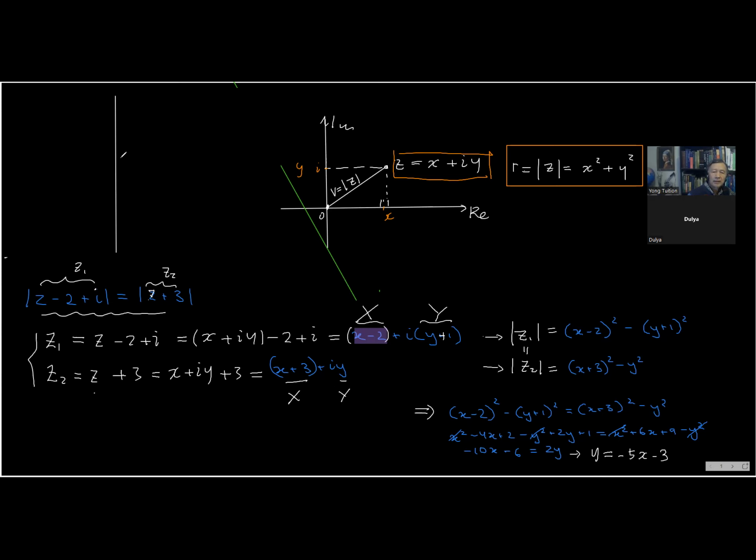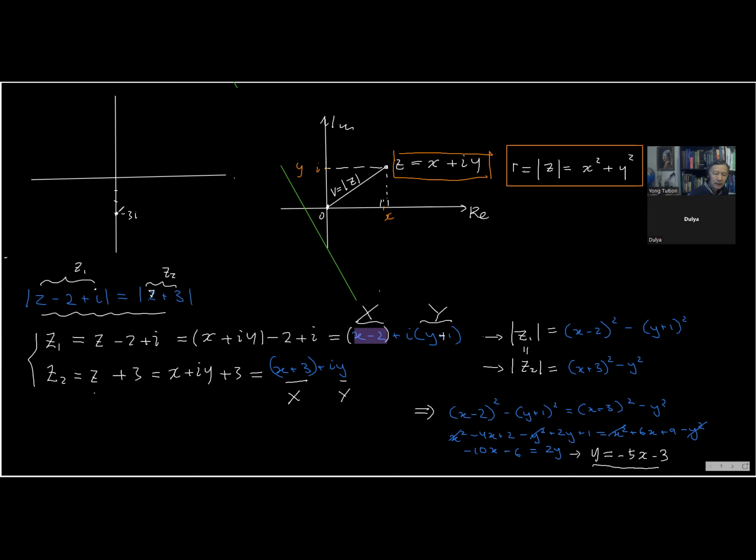I think that is the solution we have. As long as z and x, y satisfy this condition, we should be able to work out this z. Z is not a single value. Can you see? Z is not a single value. Can we count the intercept first? When x equal to 0, y equal to negative 3. Do you agree? 1, 2, 3. So this is negative 3i.